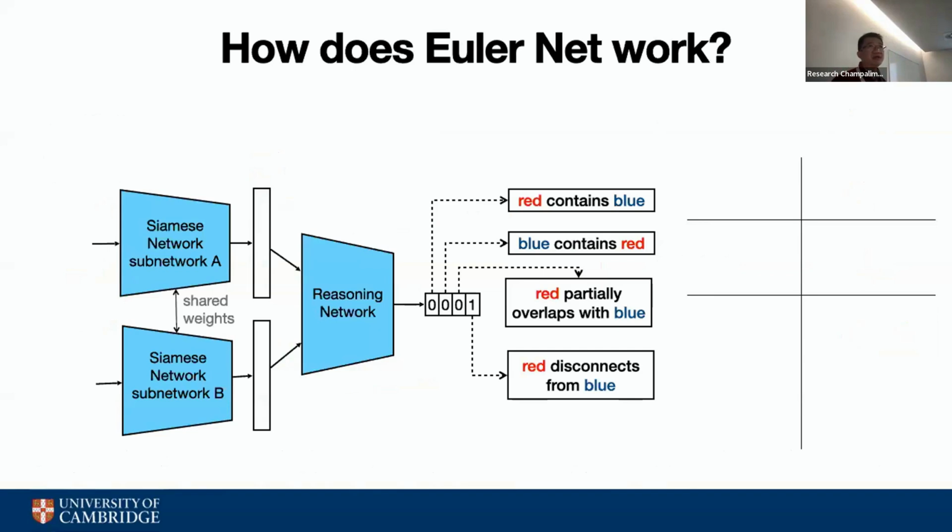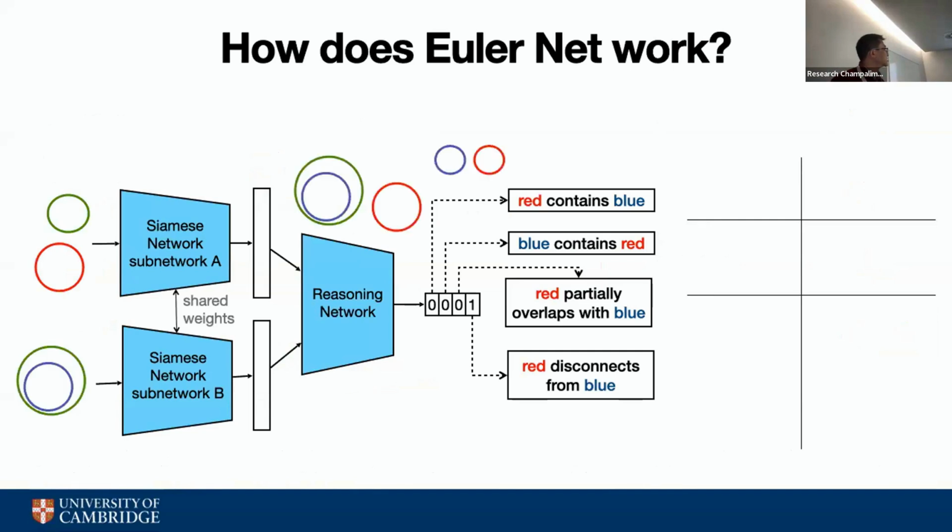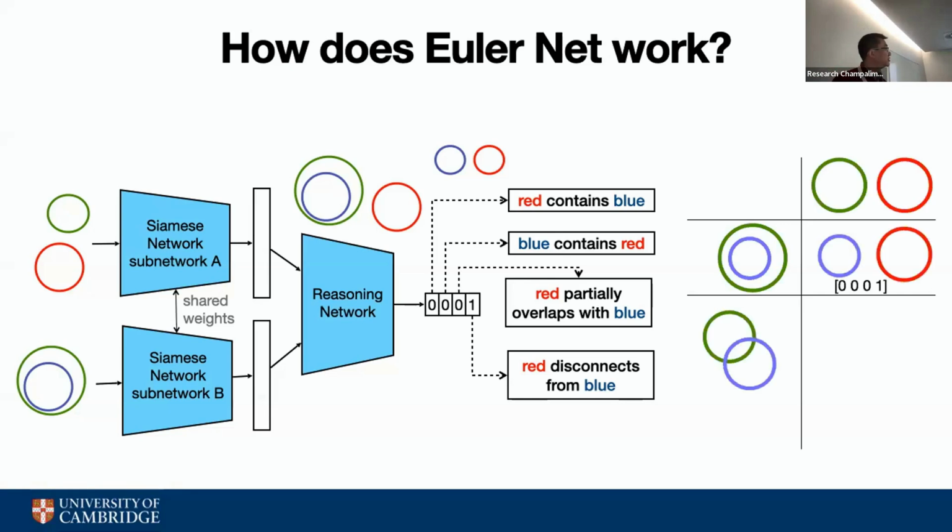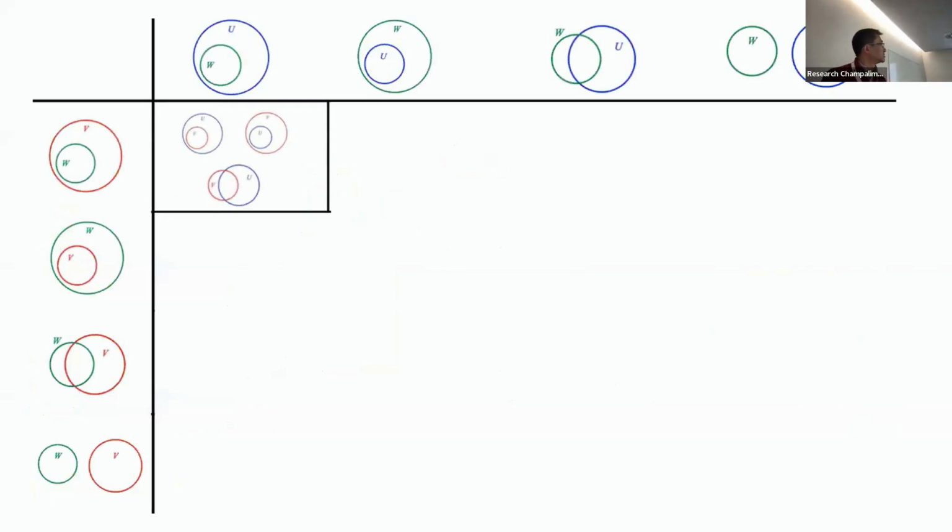So the training data is collected by the combination of the input and the output. Given that red is distinct from green and blue is inside the green, they assume the network will learn a latent representation of the Euler diagram and then output the relation between blue and red. So then we have a combination table. Okay, and we collect all these kinds of input and output. These are the combination table.